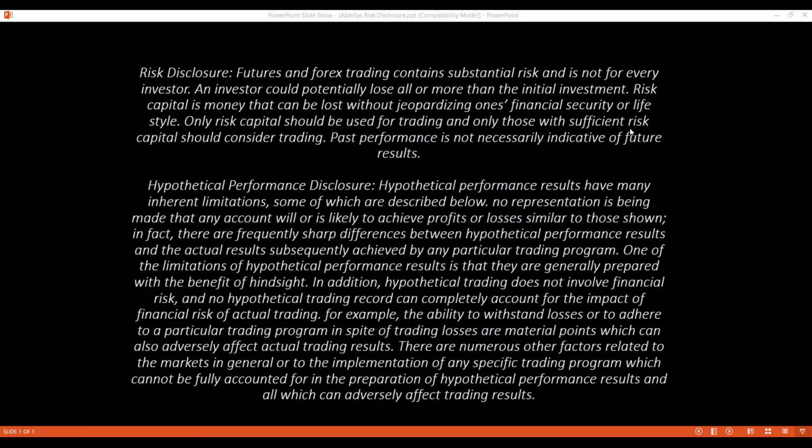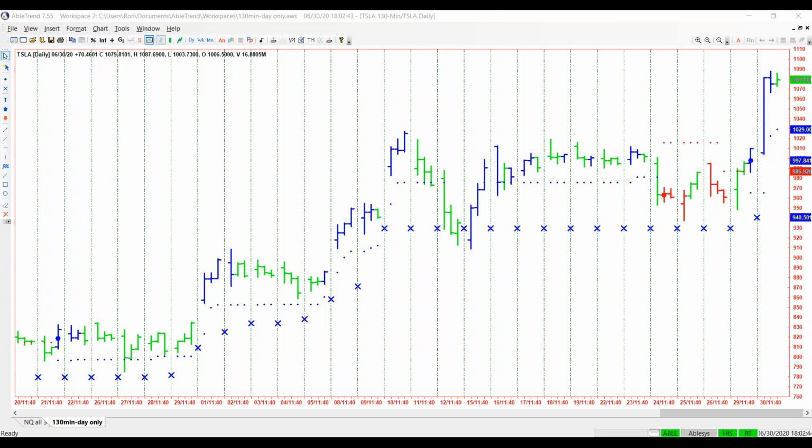So let me pull up the chart here, one second. And we'll start with this chart right here. This is a Tesla chart. This is 130 minutes and daily. Why I picked that is because it's exactly a 3-to-1 ratio. There are 390 minutes in a trading day. So we're going to go 130 and daily.